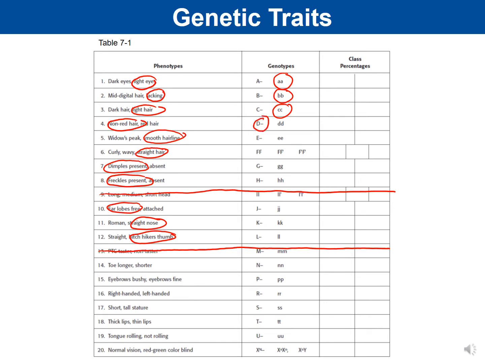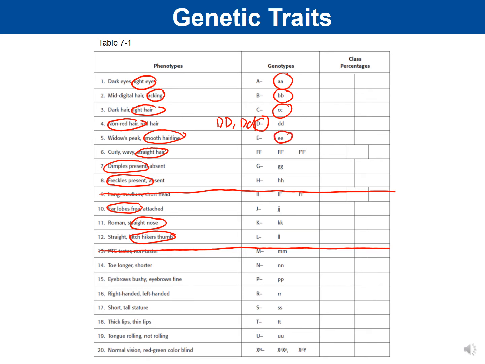That's because it's possible that this is big D, big D, or big D, little d. We don't know. So the fact that I don't have red hair, all I can say for sure is that I have one dominant allele. I don't know my other allele. So big D something. I have a smooth hairline, which is recessive.